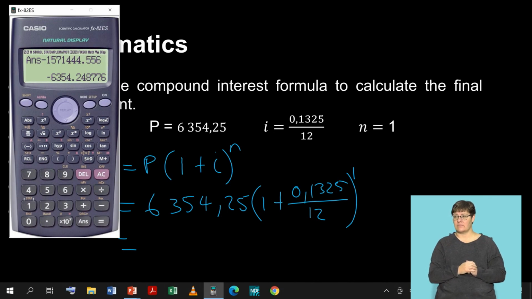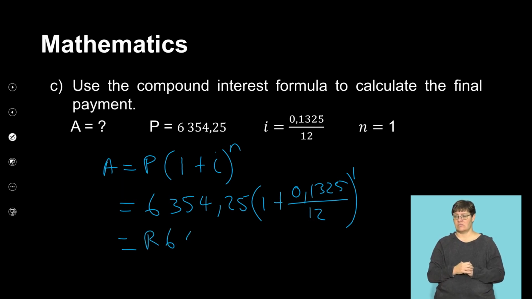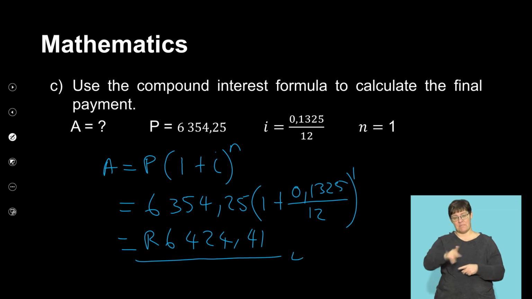So let me just rewrite it. 6,354.25 into 1 plus 0.1325 over 12 to the exponent of 1, right? And then that's just the amount that I'm going to pay. So this will be 6,424.41. And that will be the final payment.